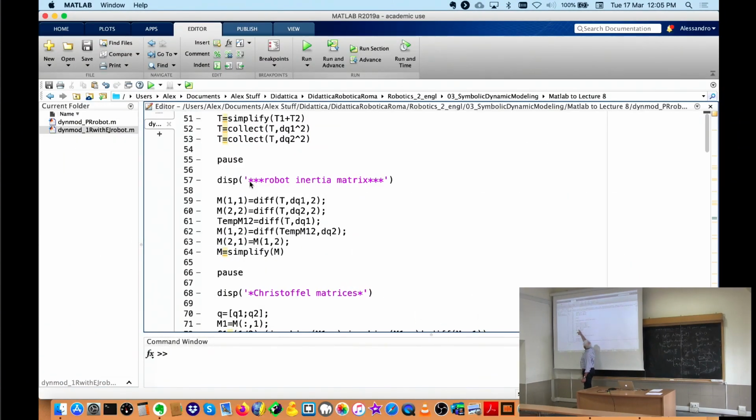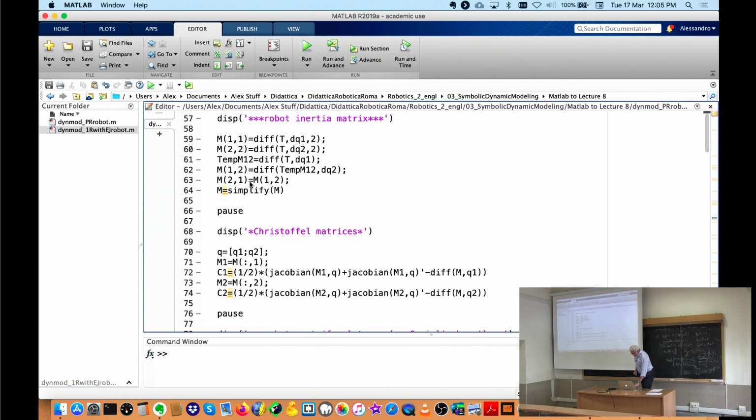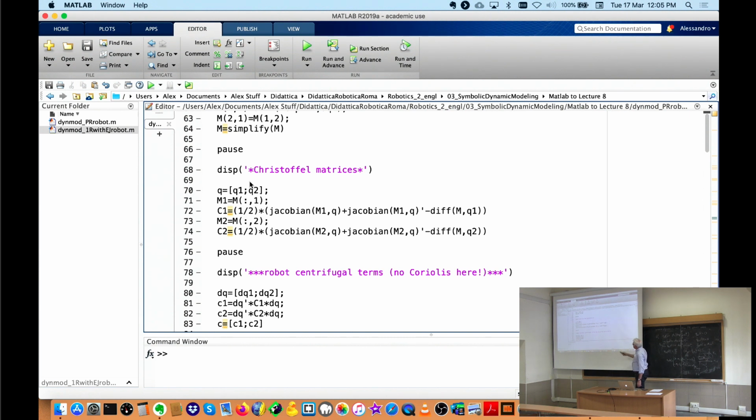And for the off-diagonal term, you're taking first the derivative with respect to Q1 dot, and then of this temporary quantity with respect to Q2 dot. In this case, you will still have a factor 2, but this will be distributed among the two off-diagonal terms of the inertia. So this is the right way of doing computation. You can apply a simplification at the end, and from there on, you compute the Christoffel matrices.